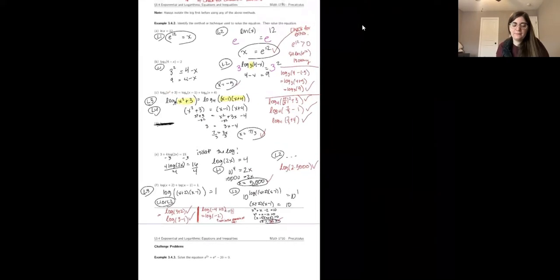So that was an example of all of these methods in practice in a couple of different equations, and then also checking for extraneous solutions. So I want you to be really careful as we go through these that you're always checking your solutions to see if they're extraneous or not, by just checking if you can plug that x value back into the log and get an argument that is positive.